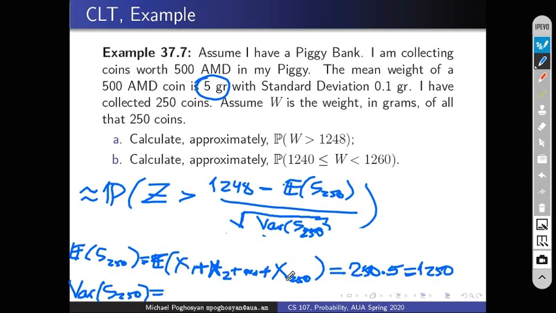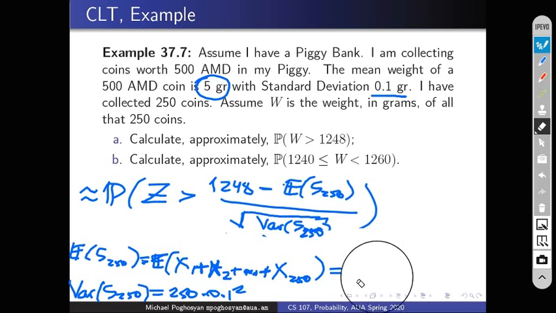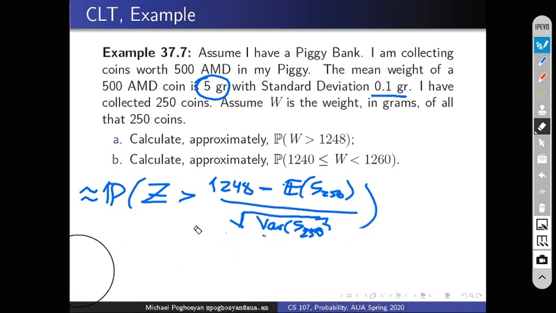And what about the variance of S250? This is the variance of this sum. Because of independence, I will have the sum of variances, and the variance of each will be 0.1 squared. This is the standard deviation, so the variance is 0.1 squared. So I will have 250 times 0.1 squared. Now I am plugging these values here. So I am erasing this to have a space. Now I am plugging in those values.